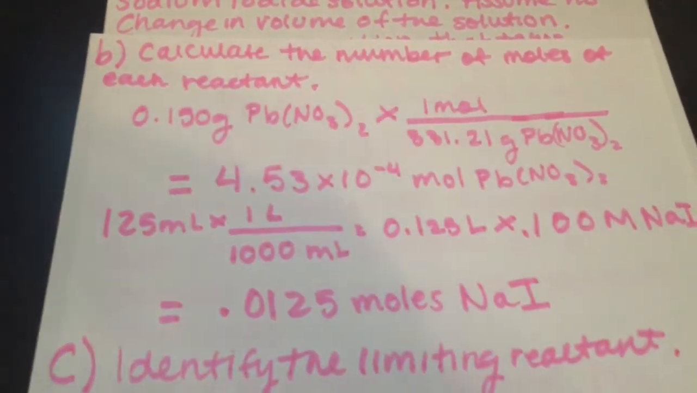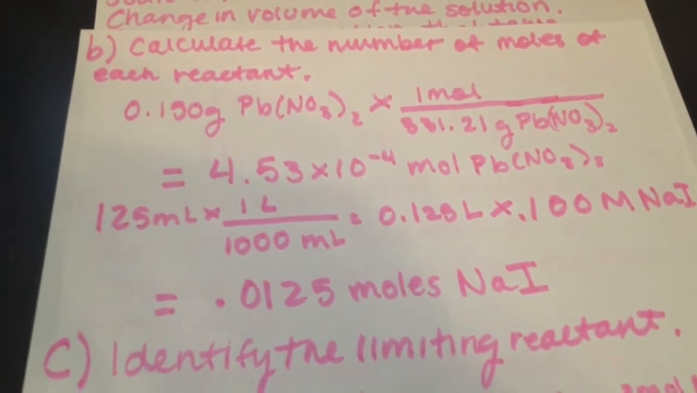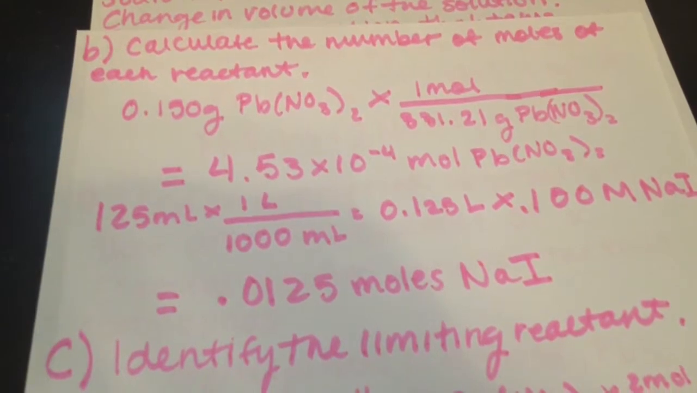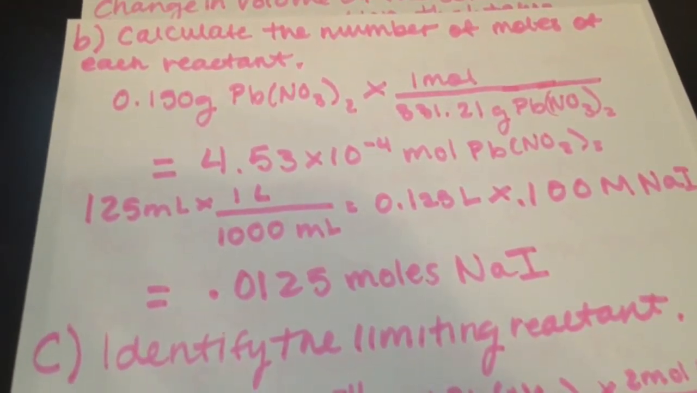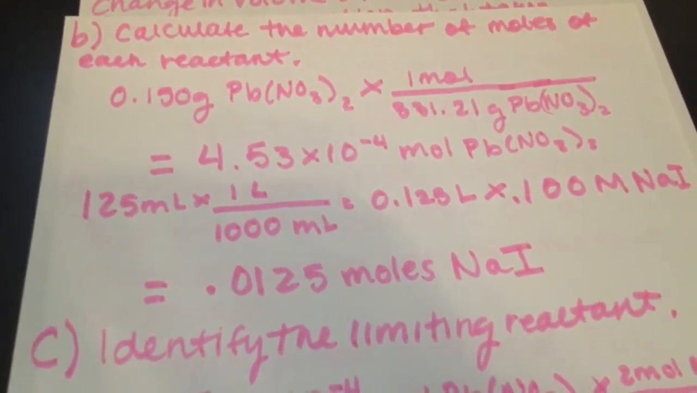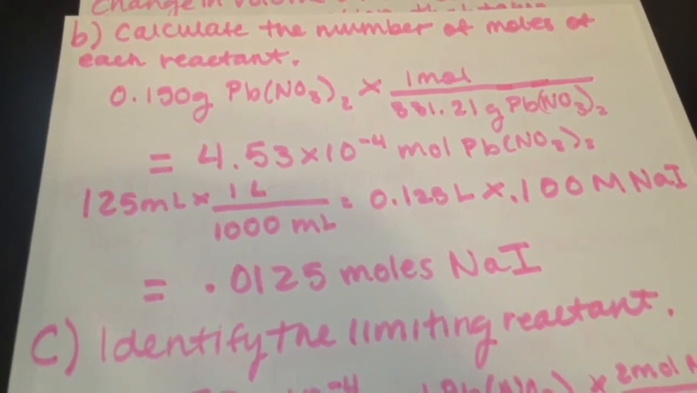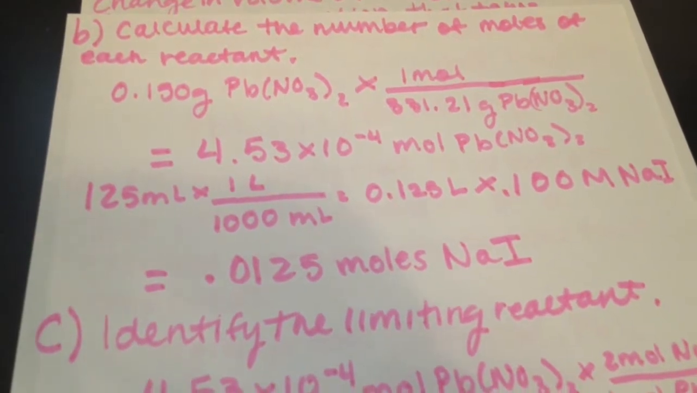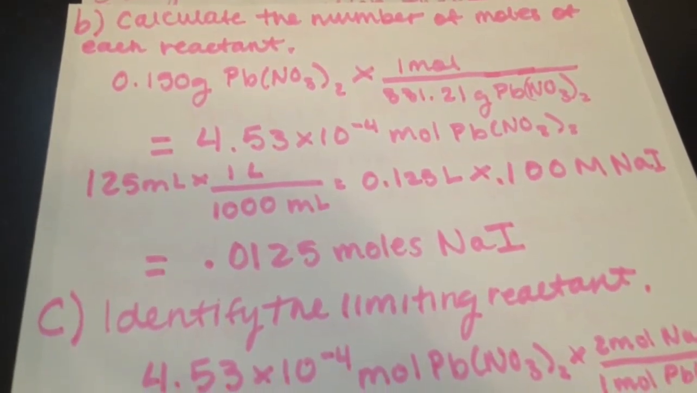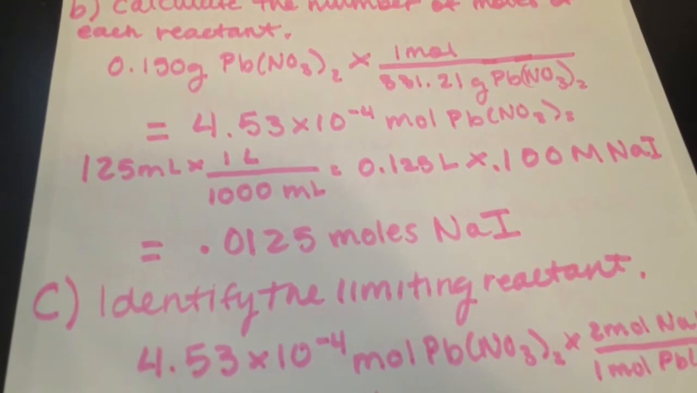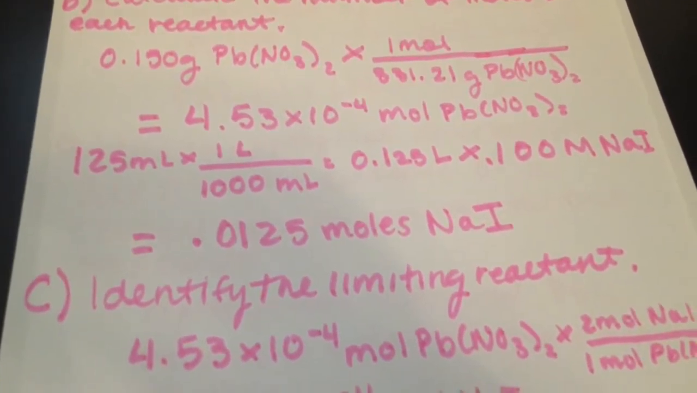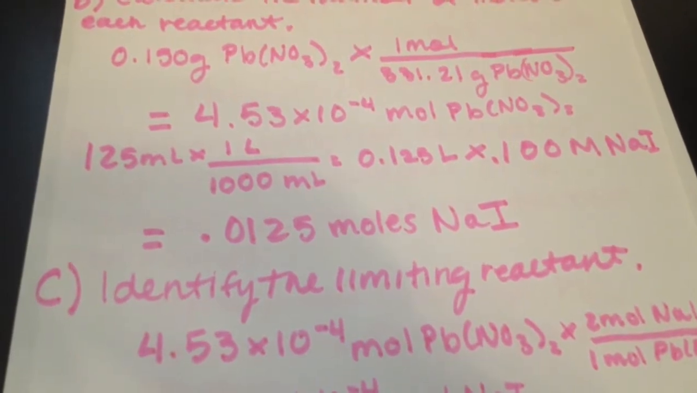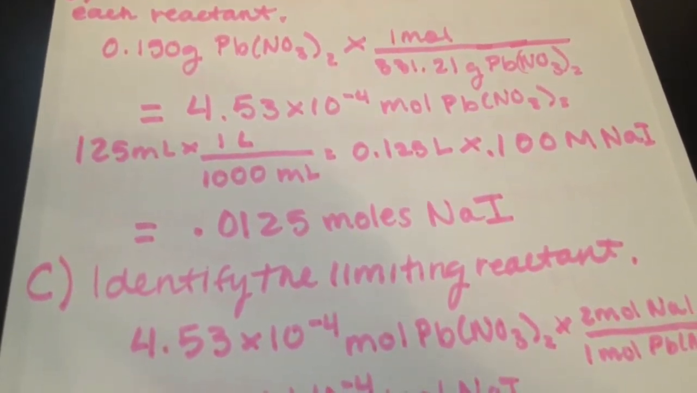Part B, we have to calculate the number of moles of each reactant. So we're given 0.150 grams of Pb(NO3)2 in the reaction, so we're going to divide that by its molar mass and get that there are 4.35 times 10 to the negative 4 moles of Pb(NO3)2. To find the moles of NaI, we can multiply the liters by the molarity of NaI and get that the moles of NaI is 0.0125.